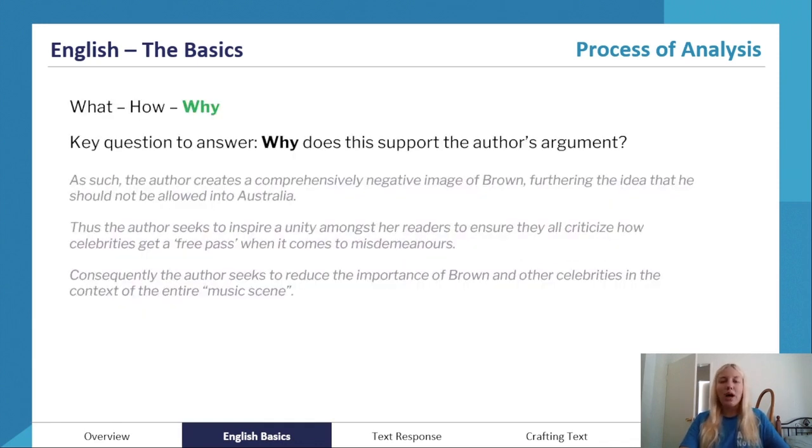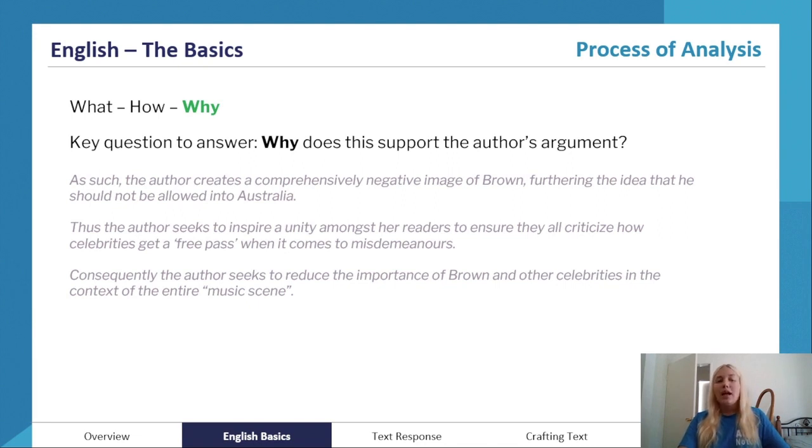Now, looking at the why, this is where you ask, why does this support the author's argument? Either how does it enhance the effectiveness of the argument you've presented and outlined in the topic sentence for that paragraph, or linking it back to the contention, their overall argument. So this is the most complex one.